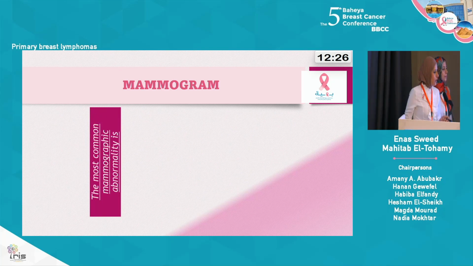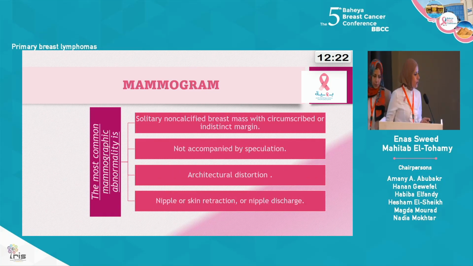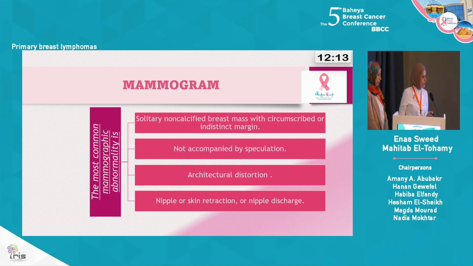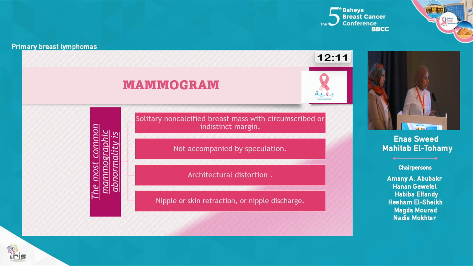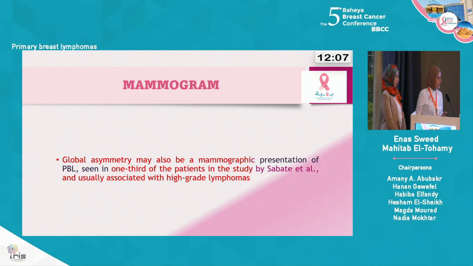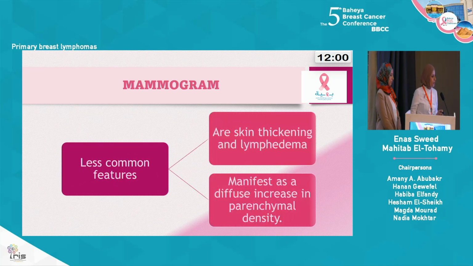There are 3 common mammographic findings for primary breast lymphomas. The most common is a solitary non-calcified breast mass with circumscribed or indistinct margin, not accompanied by spiculation, architectural distortion, nipple or skin retraction, or nipple discharge. This is the most common presentation on mammogram. Secondly, it can be presented by global asymmetry in 1/3 of the cases, associated with high-grade lymphomas. Less commonly, it can present with lymphedema. We will apply the 3 presentations of mammogram in our cases in 1 minute.